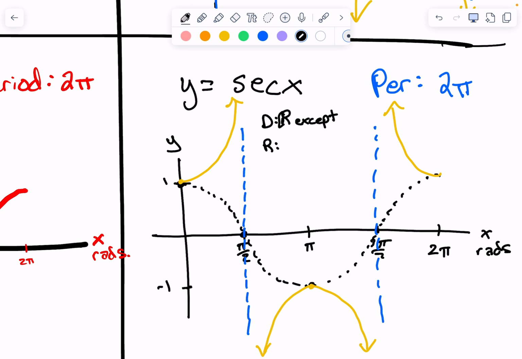Domain is all x, right? Everything except pi over 2 and 3. So intervals of pi over 2, not because pi is an interval of pi over 2. That's the only problem.